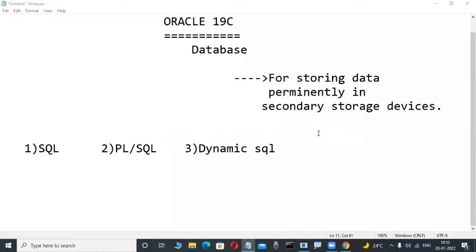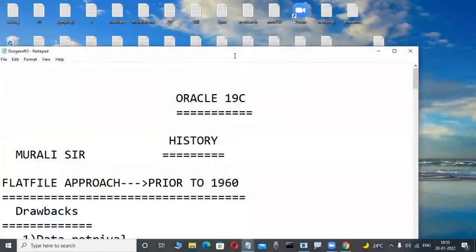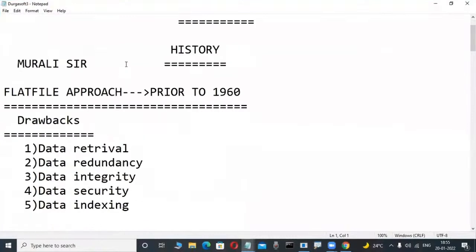In this course, we are covering SQL, PLSQL, and dynamic SQL. One of these days, history also we are telling. Okay, these types of histories, or maybe history is there. Not Murali Sir's history, but the history of databases.